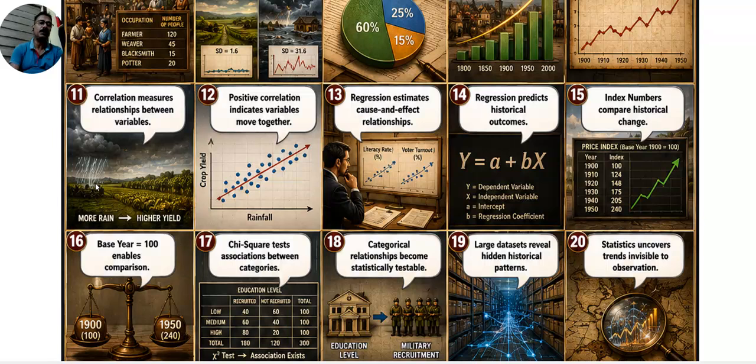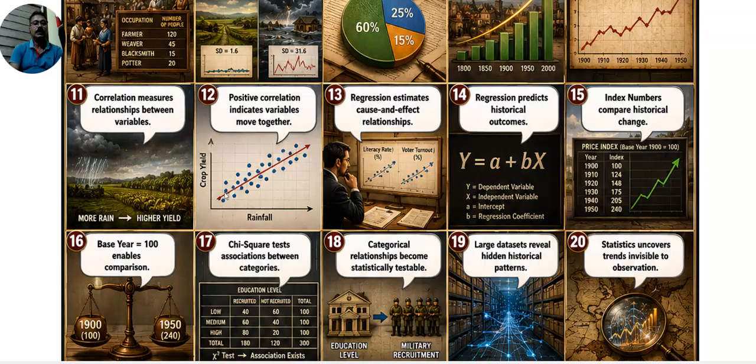For example, the amount of rainfall and the amount of agricultural production. If it is -1, that means with the increase of one, the other declines. If it is +1, with the increase of one, the other perfectly increases. Such analysis can be done with the application of correlation. Similarly, for prediction, positive correlation indicates variables move together.